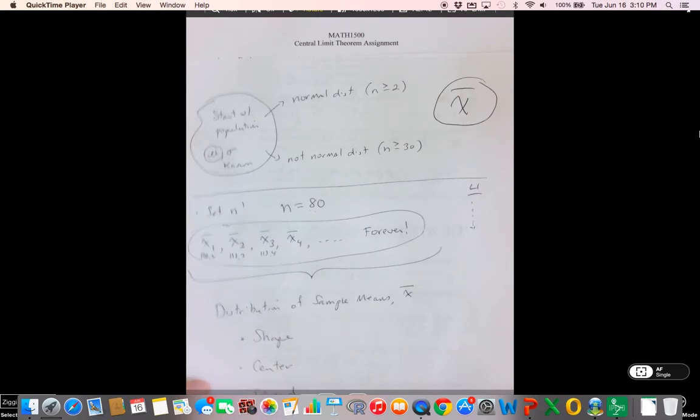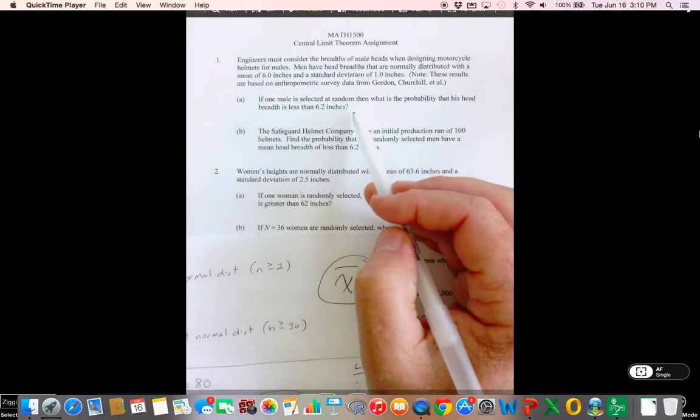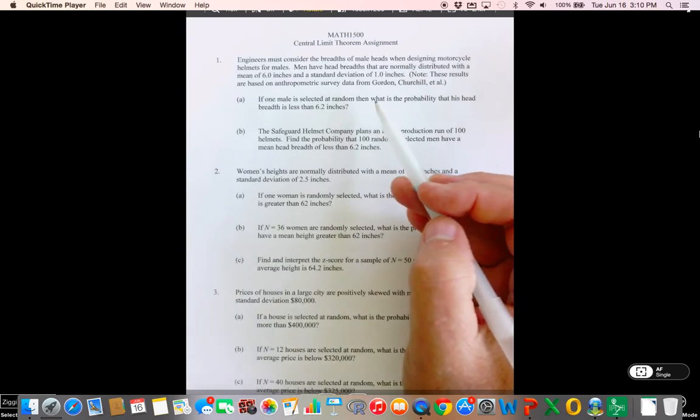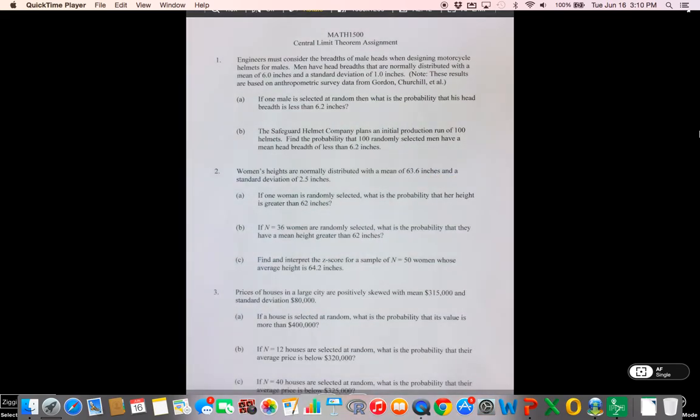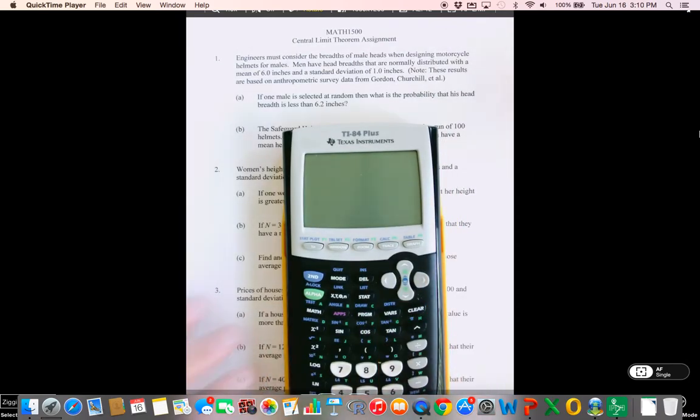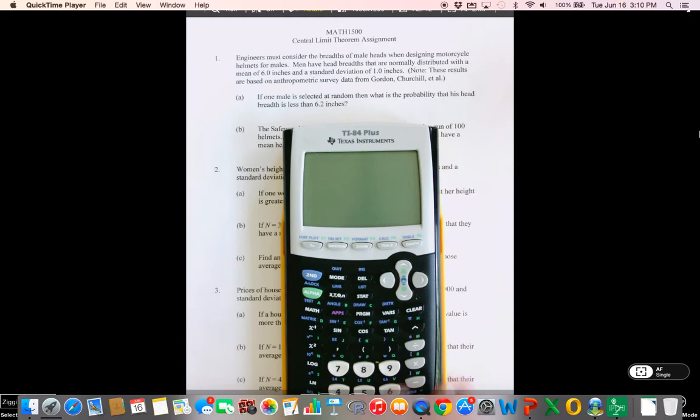And a lot of times students will say, well, I can't do this problem. Well, you could do it before we started. And guys, there's no reason you can't do this now. If one male is selected at random, what's the probability his head breadth is less than 6.2 inches?